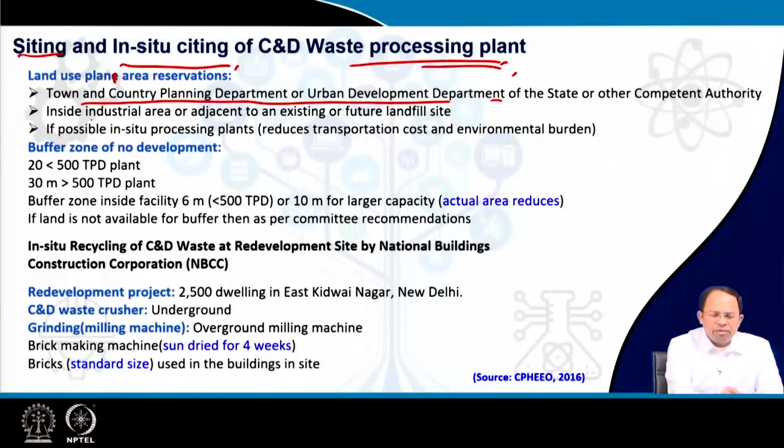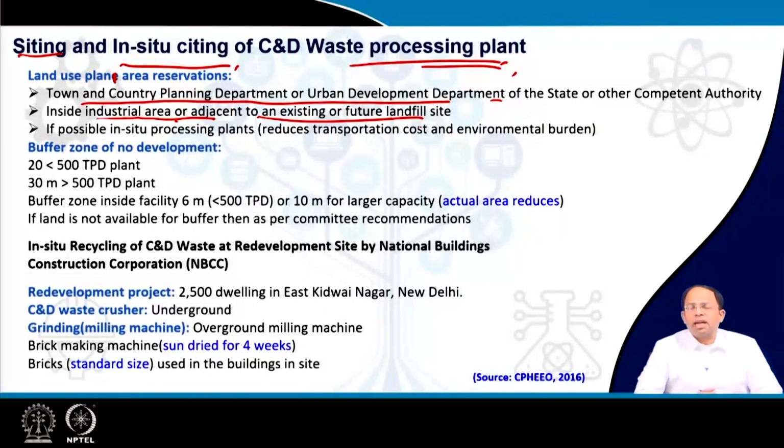Whereas in general, we will set up this kind of plant in an industrial area, and at least it should be adjacent to a landfill site, so that whatever the rejects are could be directly taken to the landfill site. And if possible, we have to also go for in situ processing plants. This will reduce transportation cost and also the overall environmental burden.